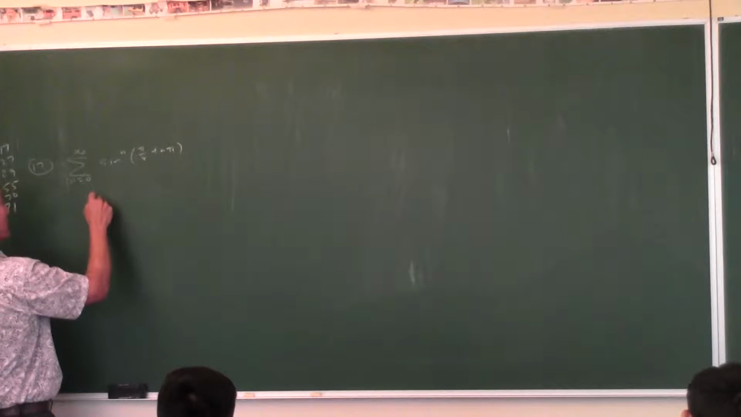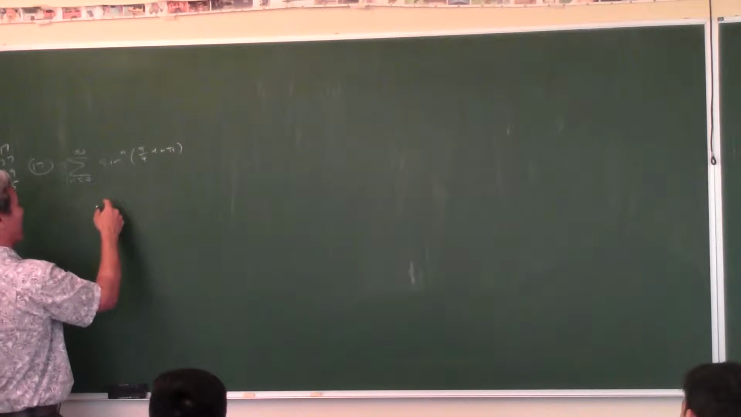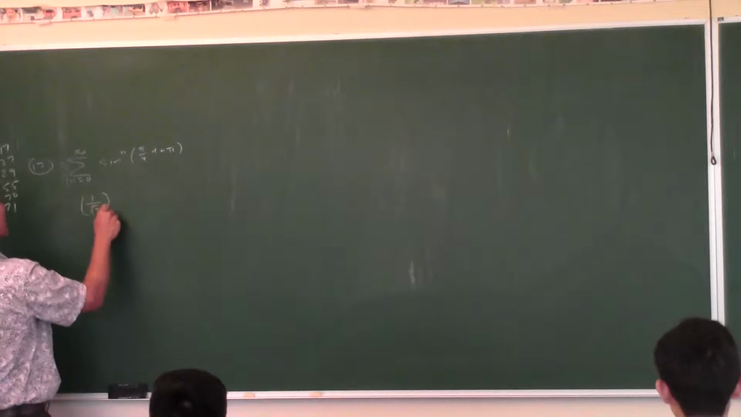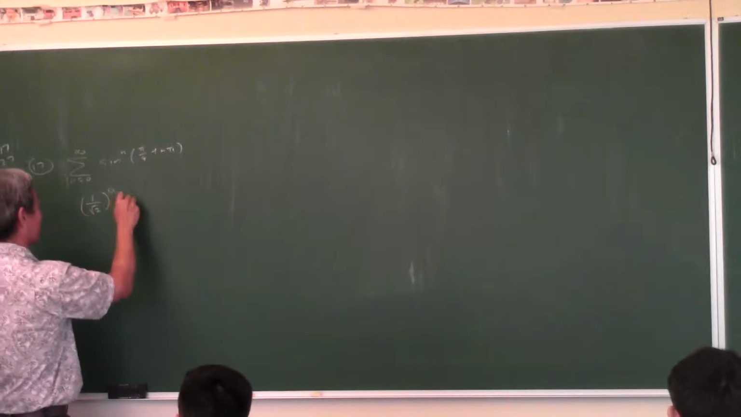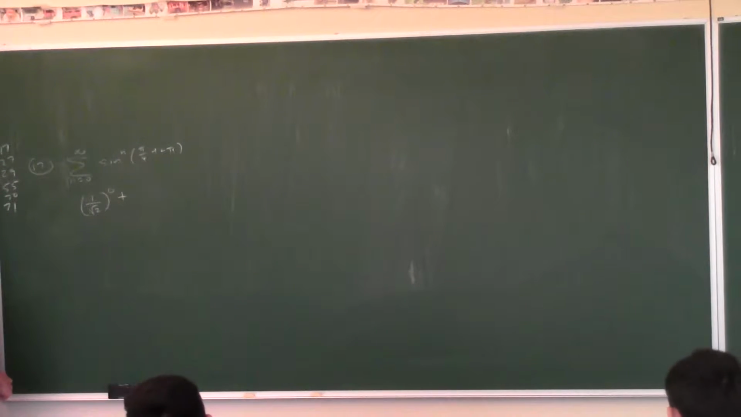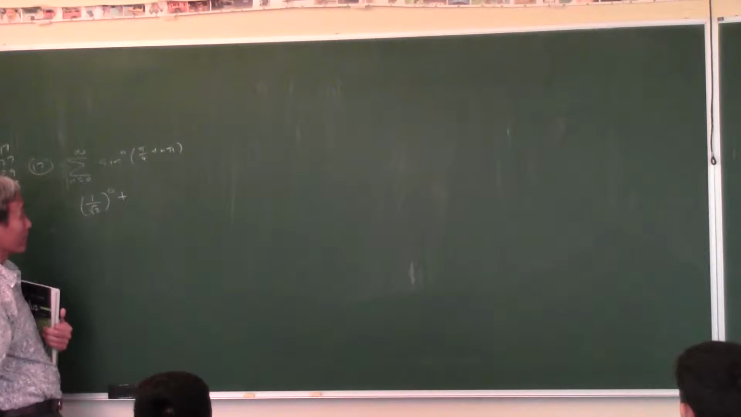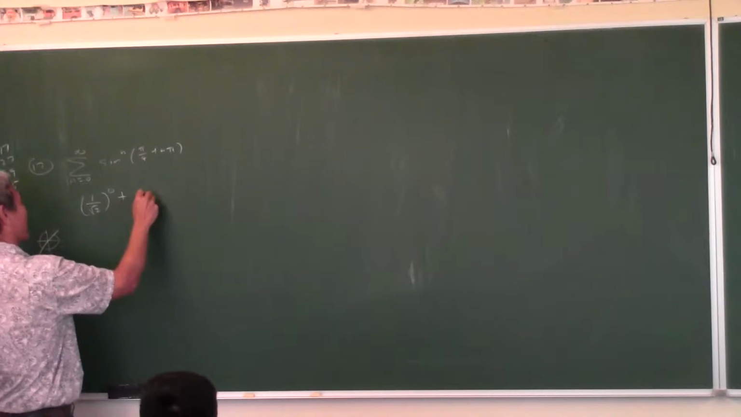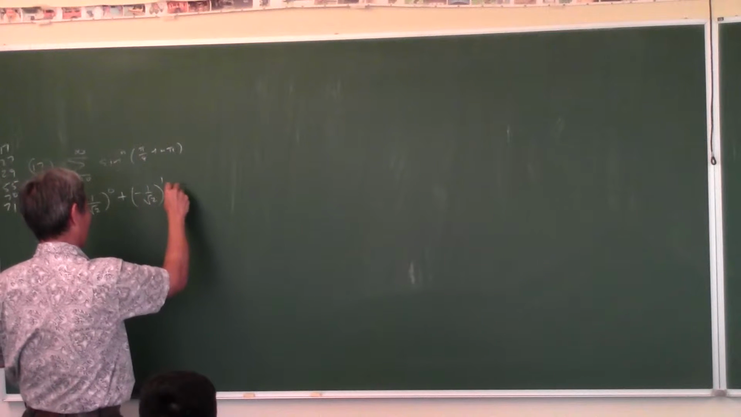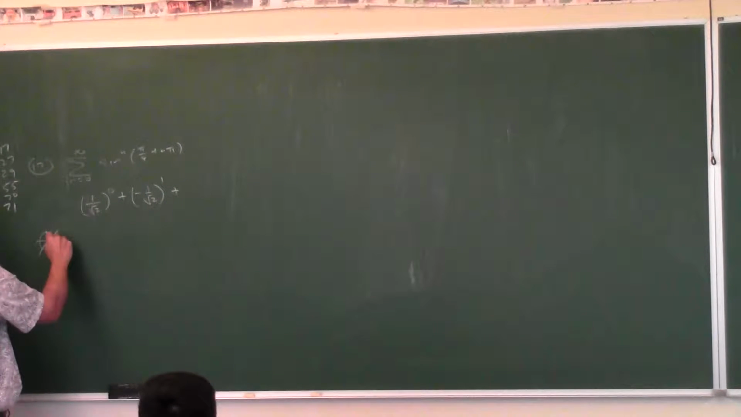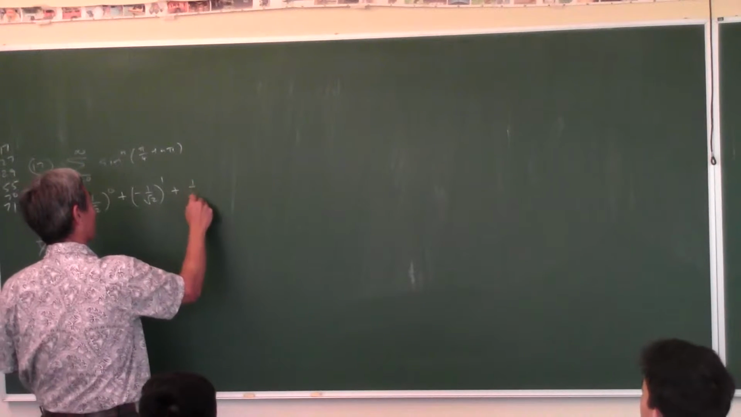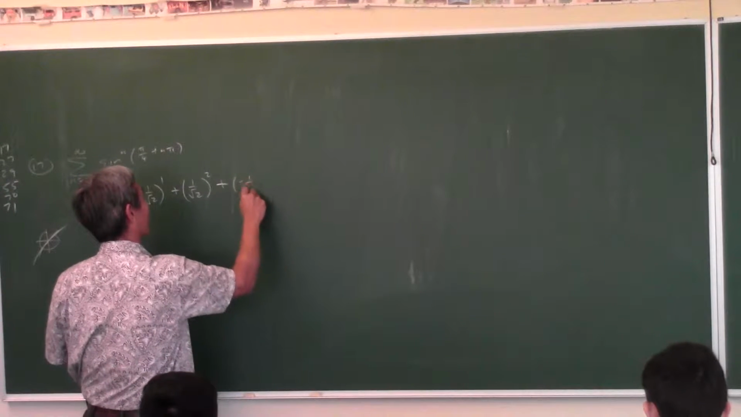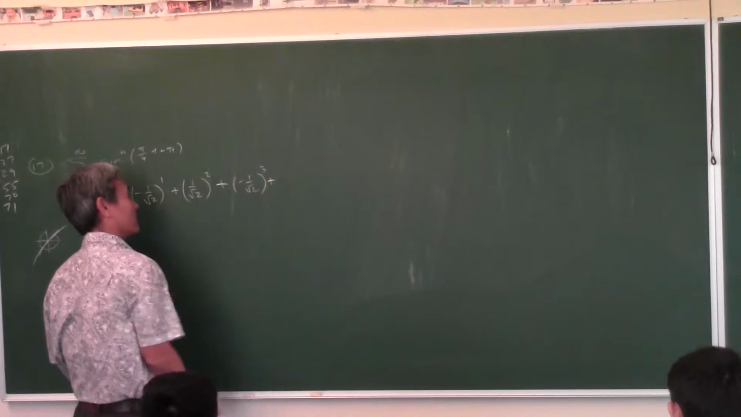If you plug in 0, you get sine of pi over 4, which is 1 over root 2, to the 0 power. Now plug in 1: sine of 5 pi over 4, negative 1 over root 2, to the first power. Then sine of 9 pi over 4, 1 over root 2, to the second power. The next one will be negative 1 over root 2 to the third power. Do we need to write out any more?